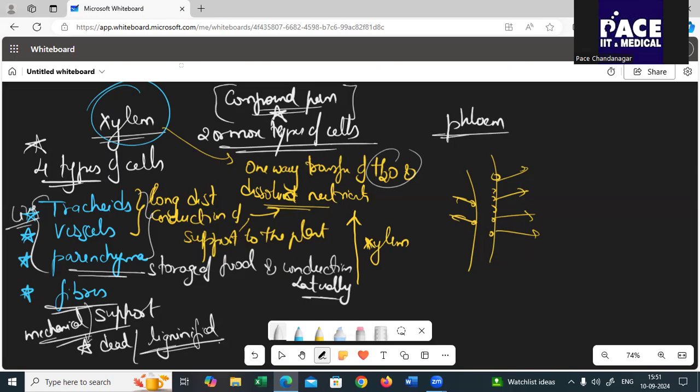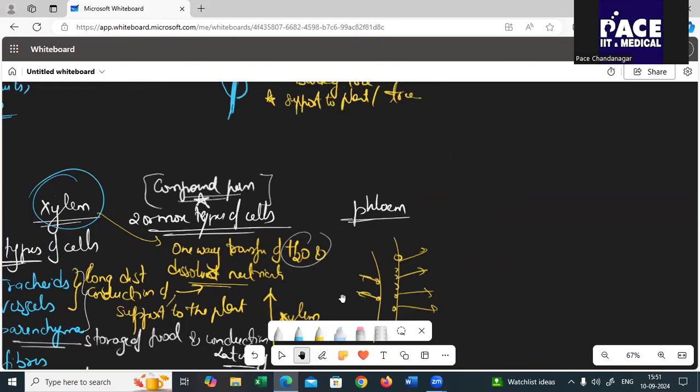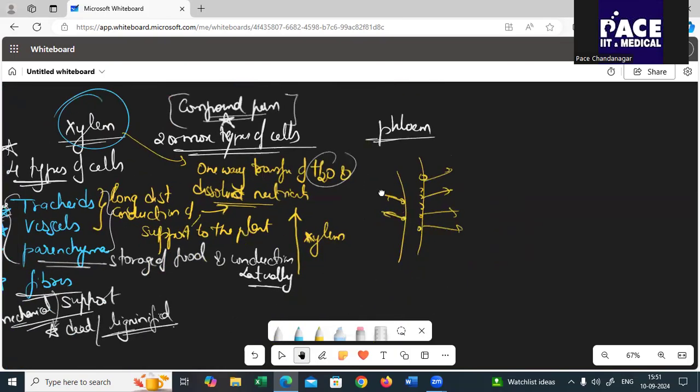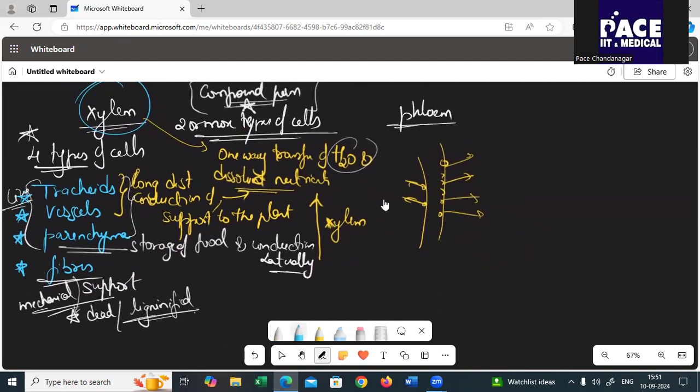And now, talking about the phloem part. Phloem goes with a two-way transfer. Now, what is xylem transporting? Xylem transports the dissolved minerals and your water, right? Water and the dissolved minerals. Whereas phloem transports the food.